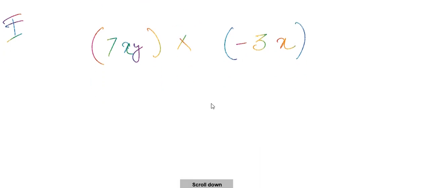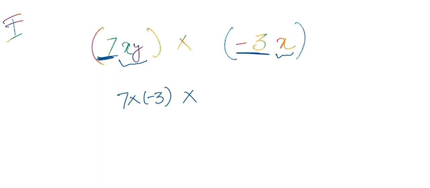Let us suppose we are multiplying 7xy with minus 3x. These are both individual monomials. So if I multiply these, just multiply the numerals, which are 7 and minus 3, 7 cross minus 3. Now multiply all of the individual variables, which are x, y cross x.